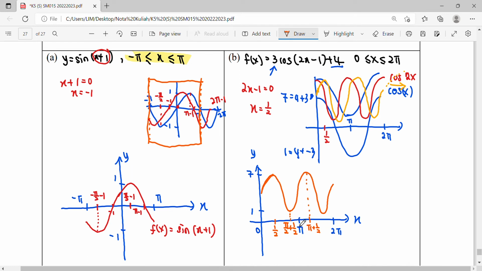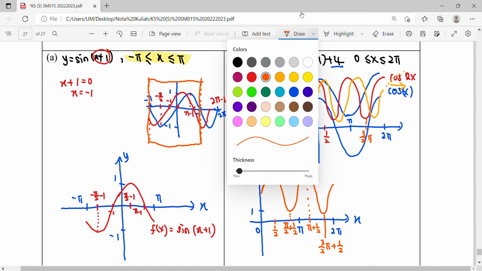So when you shift the entire graph to the right hand side, the ending here will be pi plus 1 over 2. And then here your minimum. So your minimum originally supposed to be 3 over 2 pi. So after moving to the right, it will be 3 over 2 pi plus 1 over 2. So that's all for the graph. Lastly, we label.